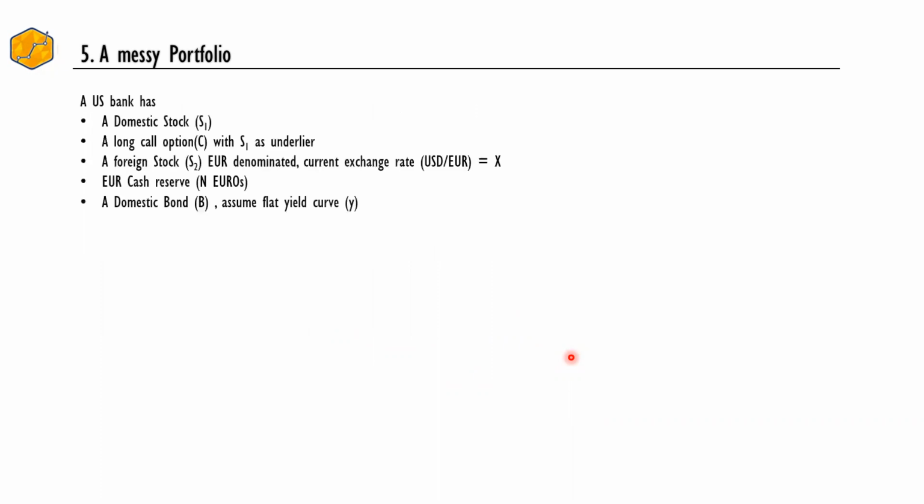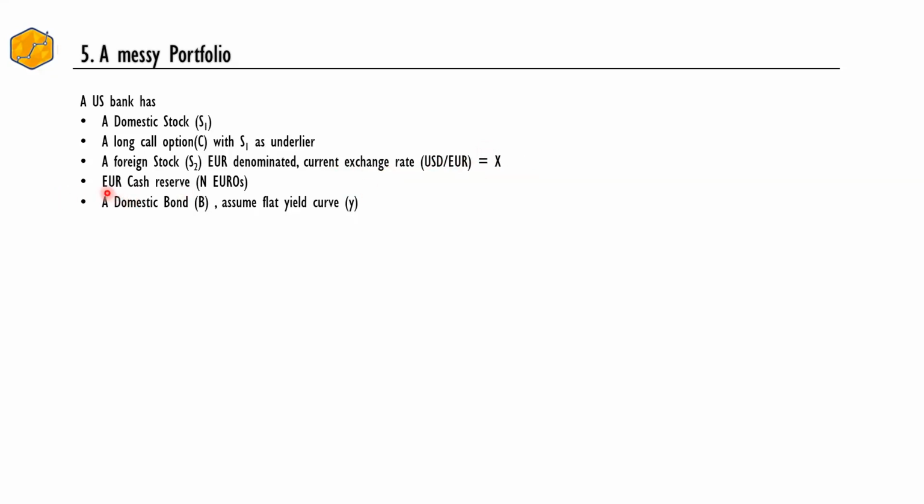Okay. Last example. I promise this is the last example. So when is all going together? Let's go through this. There is a domestic stock. US Bank has a domestic stock, that is S1. There is a long call option C with S1 as the underlier. There is a foreign stock S2, which is euro denominated. And the current exchange rate, the number of USD dollars per euro, is X.